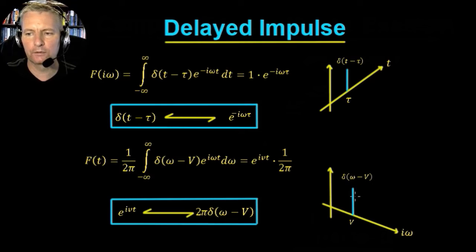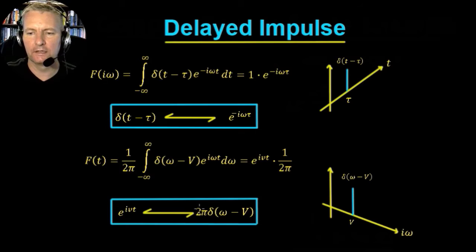Now what we can do is work out the inverse transform of this. So the inverse transform of it is going to be 1 upon 2 pi the integral from minus infinity to infinity of our function delta omega minus v times e to the i omega t d omega. Again, the same as previously, via the shifting property, we can see that's going to be e to the ivt times 1 upon 2 pi. So we can then take the 2 pi to the other side and we'll be left with the Fourier transform of e to the ivt being equal to 2 pi delta omega minus v.